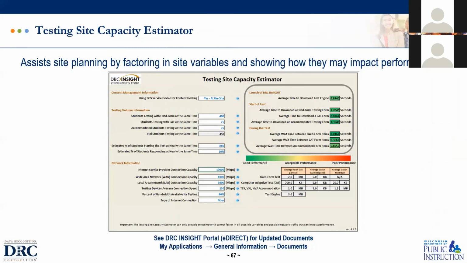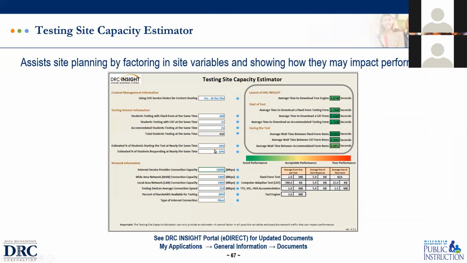Another tool we provide that sites have found really helpful gives you the ability to estimate what response times are going to be based on the configuration and the number of students you have. Here you indicate where the content is going to be. If you're using a COS service device, where is it? Is it at the site, or at the district level, or are you not going to use one at all? How many students you're going to be testing, and the different types of tests they're going to be taking.